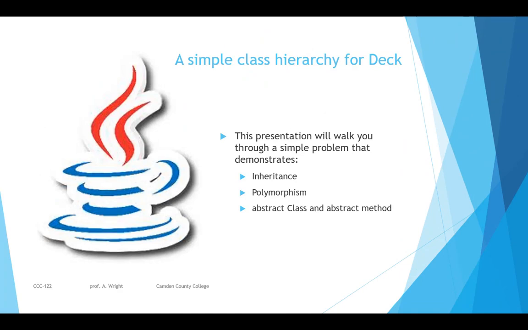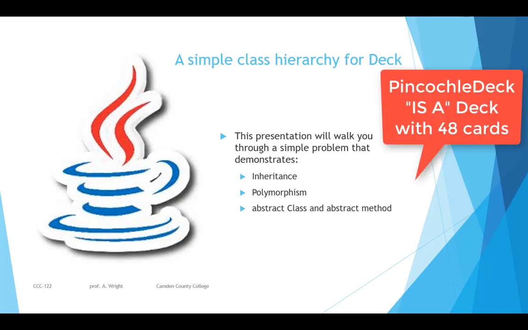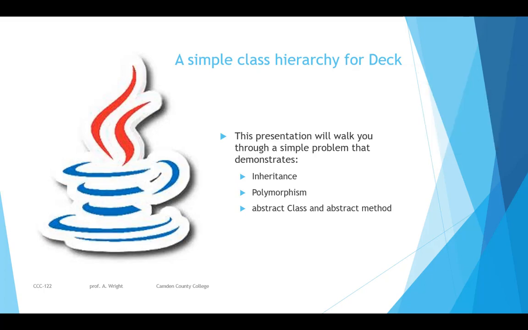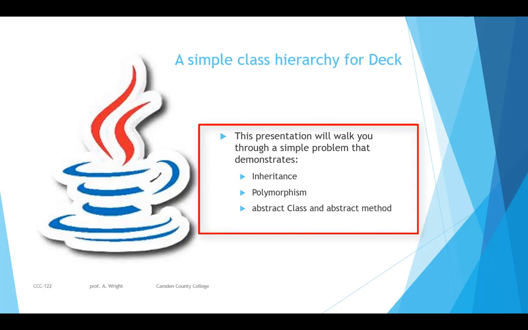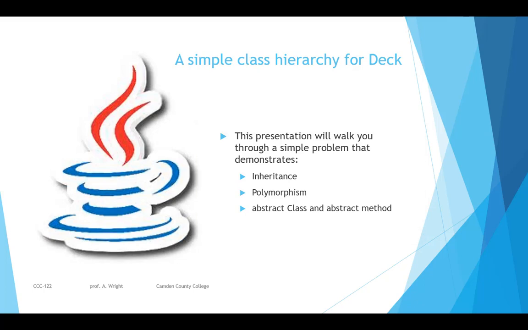We're going to take a look at a simple class hierarchy for deck. You've already coded your Pinochle deck. We'll see how the code lays out for a superclass deck and deriving from it an ordinary deck of 52 cards and a Pinochle deck with 48 cards. The presentation will walk you through a simple problem that demonstrates inheritance, polymorphism, the use of abstract class and abstract method.